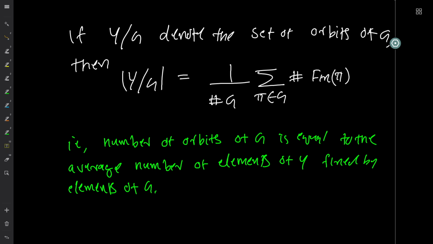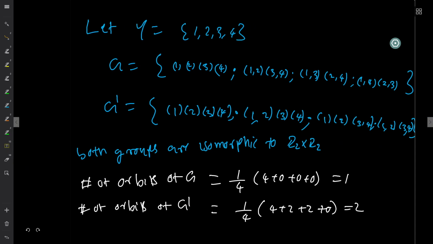So if Y mod G denotes the set of orbits of G, then the number of orbits is given by the formula 1 by the order of G, summation over all permutations pi in G, cardinality of the Fix(pi). So the average number of elements of Y fixed by the permutations in G is actually equal to the number of orbits of G acting on the set Y. Okay, so that is Burnside's lemma. Now let us look at an example.